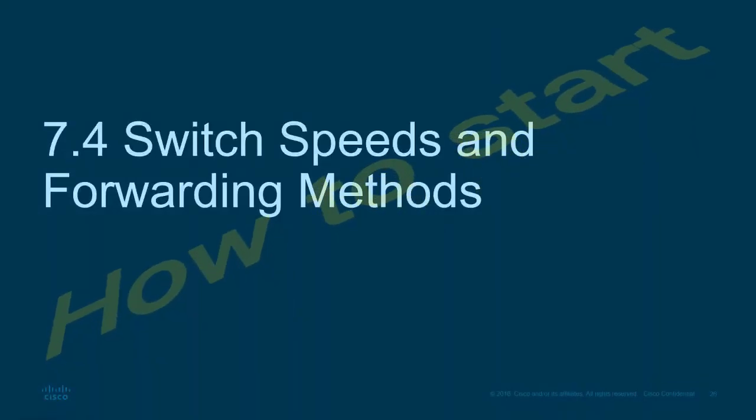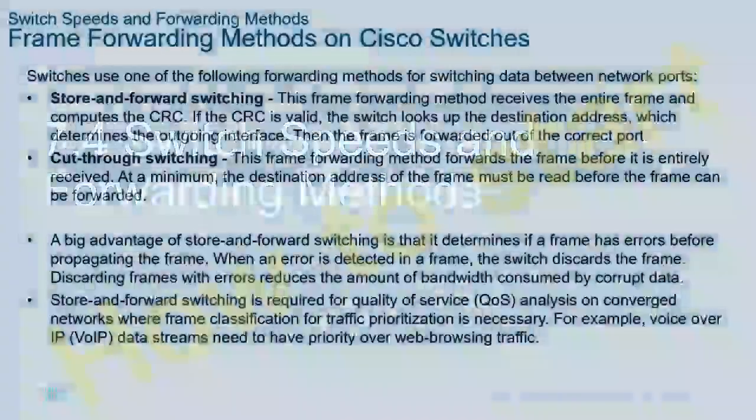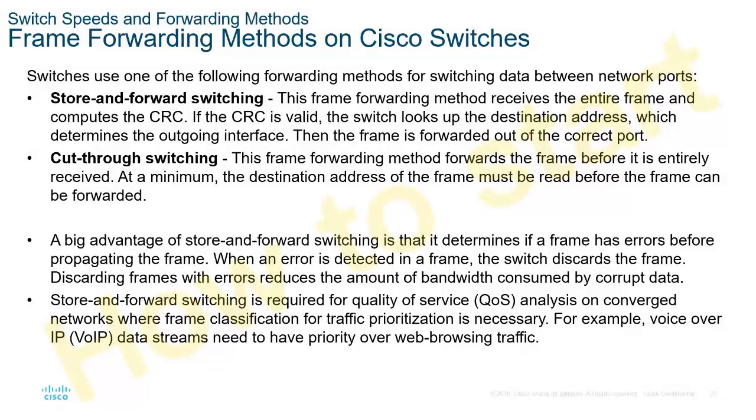Lastly, we have our switching speeds and forwarding methods. There are two major types of forwarding methods, store and forward and cut through. Store and forward basically will take the entire frame and check it against errors. This is slow and causes a delay. Cut through will actually look at the start of the frame. Once it receives the destination portion of its MAC address, it will start forwarding it out from there. It will not check for errors.